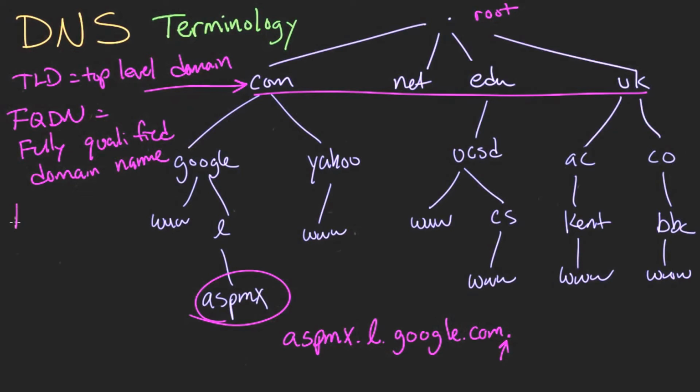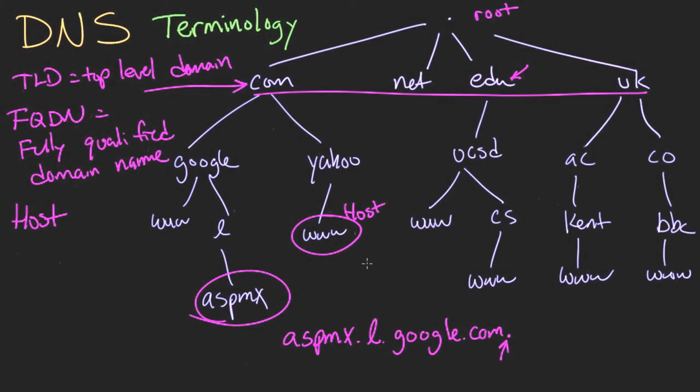Another term is host. A host is a point in this tree that refers to a specific computer. This tree is built up of all these names organized in a structure like this, but not all of these are actually computers. Like edu right here, that's not an actual computer. That's just the top of a domain name. However, this point right here, www.yahoo.com, that might be an actual computer. And so this is a host.